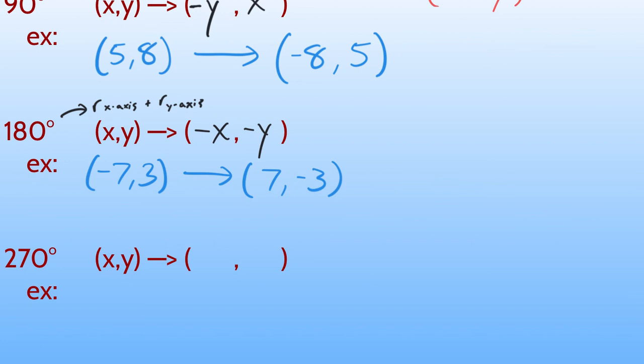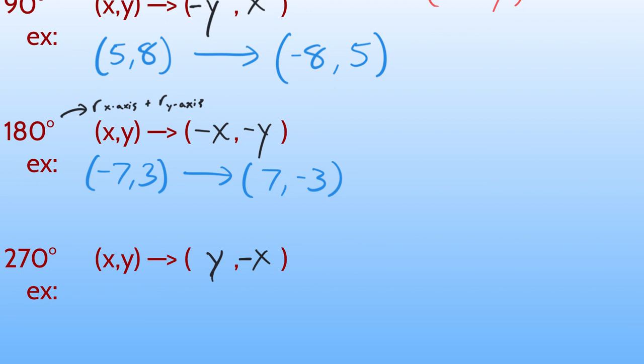And likewise, if you go another 90 degrees, you'd flip it and change it again. So with the 270, what you do is you switch the x and y coordinates. Unlike 90 degrees, where you change the sign of the first new coordinate, you're going to change the sign of the second new coordinate. So for 270, x, y becomes y, negative x.